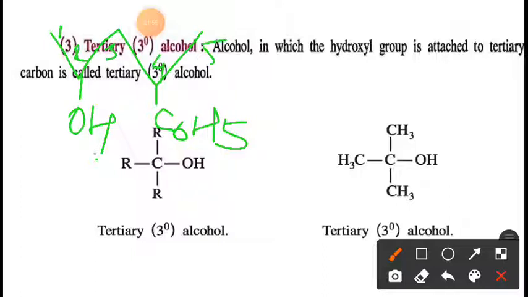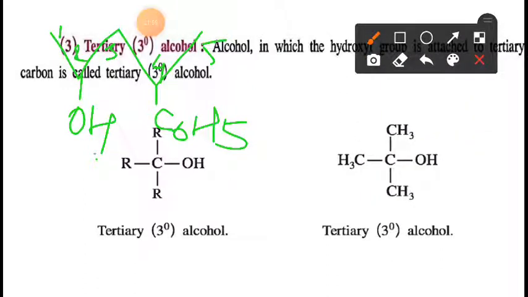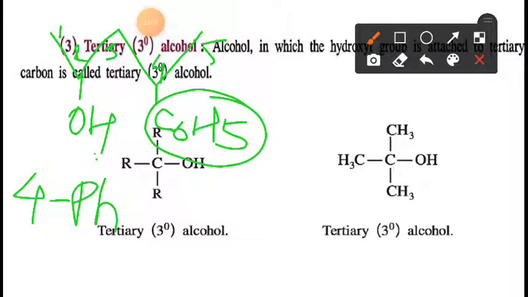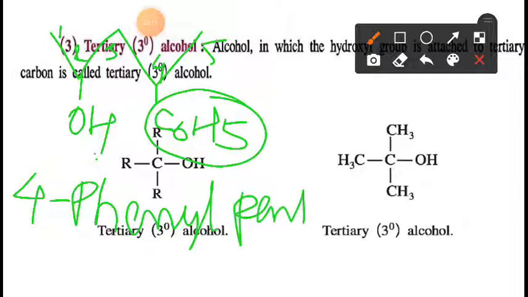So what will be the name of this compound? First of all, we have to choose this: 4-phenyl pentane. OH is in the second position, so we will give 2-ol, right? So I hope you are understanding this.